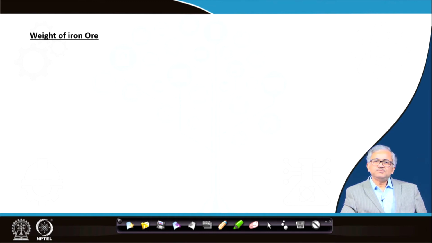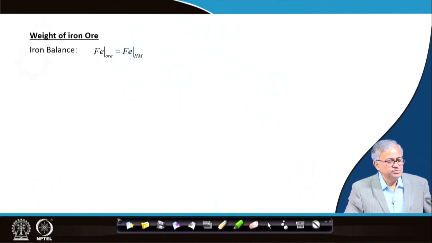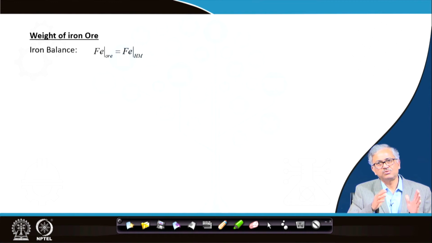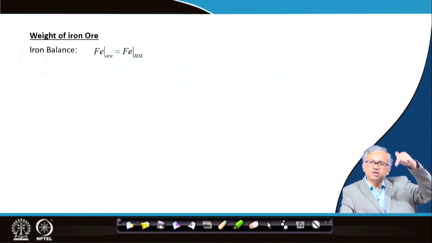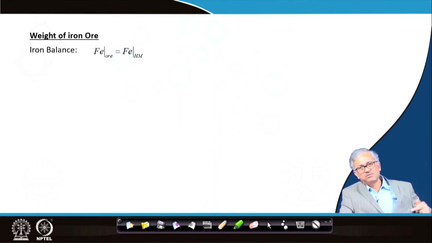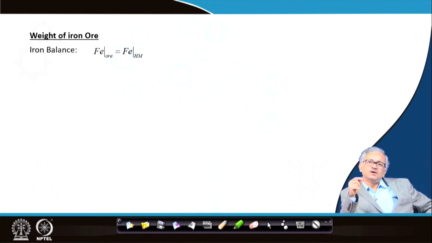I can simply do the iron balance, the elemental iron balance. What are the sources of iron? There is only one source of iron, that is the iron ore. Whatever the inputs, you have to check: iron ore is an input, flux is an input, coke is an input, air blast is an input, out of which only the iron ore contains iron. So the only source of iron is the iron ore.